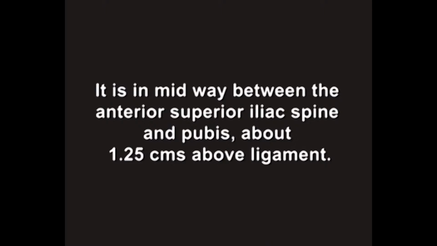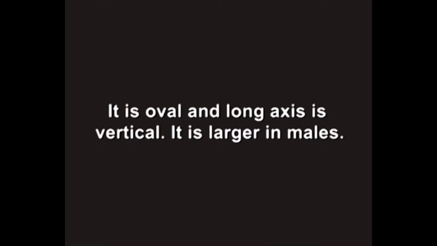Deep inguinal ring. It is situated in the transversalis fascia. It is midway between the anterior superior iliac spine and pubis, about 1.25 centimeters above the inguinal ligament. It is oval and long. Axis is vertical. It is larger in males.